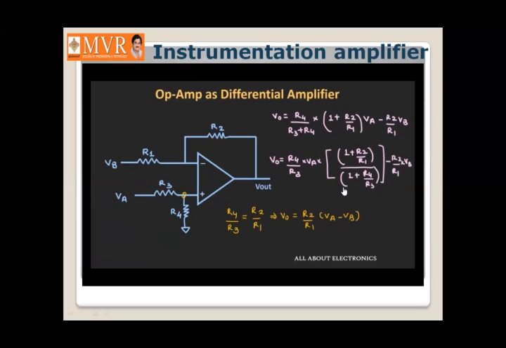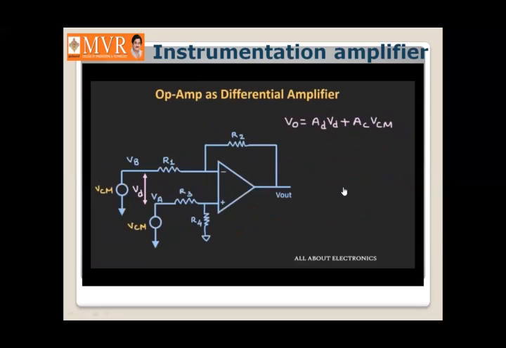Now so far we have assumed that there is no common mode voltage present at the input terminals. But if common mode voltage is also present along with the differential input voltage, in that case, in general, the output voltage of this differential amplifier can be given by this expression. So the differential input voltage will get amplified by the differential gain, while the common mode voltage will get amplified by the common mode gain.